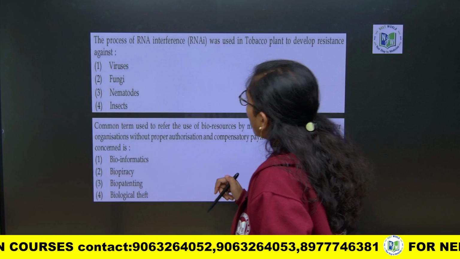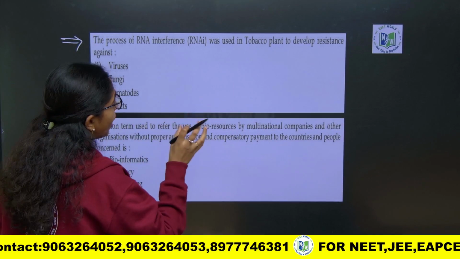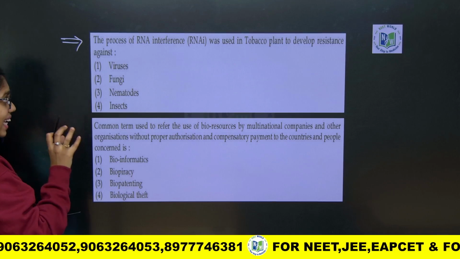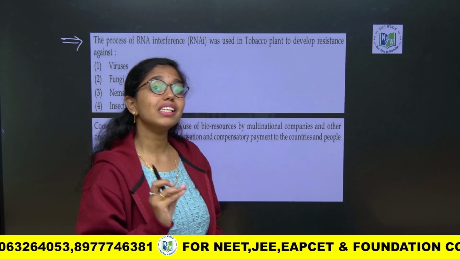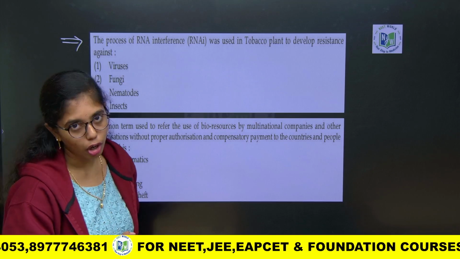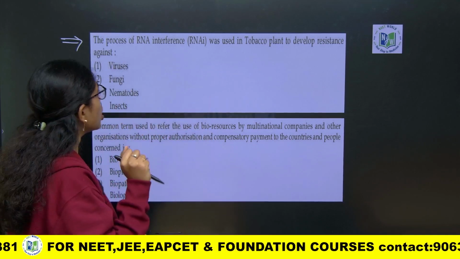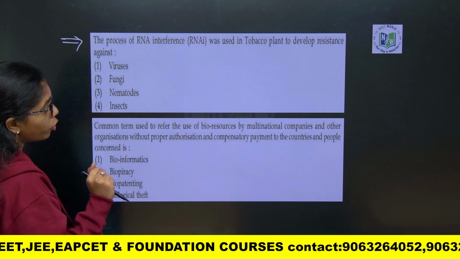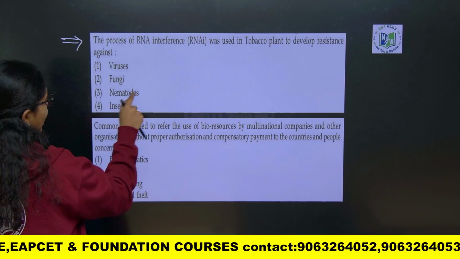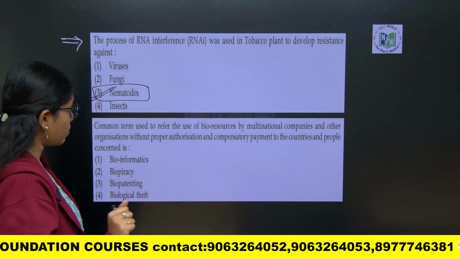Next, the process of RNA interference was used in tobacco plant to develop resistance against nematodes. Most important concept. This was recently asked in NEET also. For 2 questions RNAi is asked. So here the process of RNA interference is used in tobacco plant to develop resistance against nematodes.